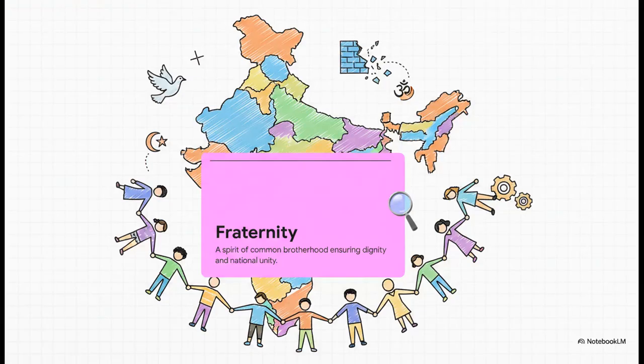The fourth and final pillar is fraternity. Look, in a country as highly pluralistic and incredibly diverse as India, developing a spirit of common brotherhood is absolutely essential. The constitutional fathers knew citizens had to break down what they called narrow domestic walls of caste, religion, and region. Fraternity is that vital glue that assures the dignity of the individual while simultaneously paving the way for the unity and integrity of the entire nation.